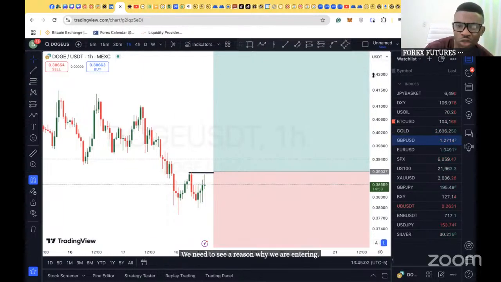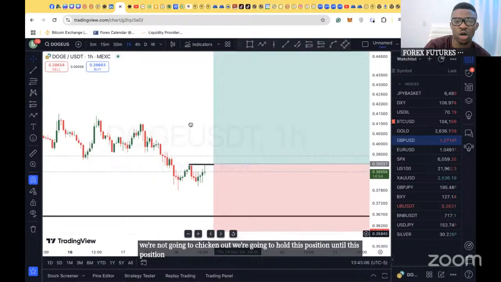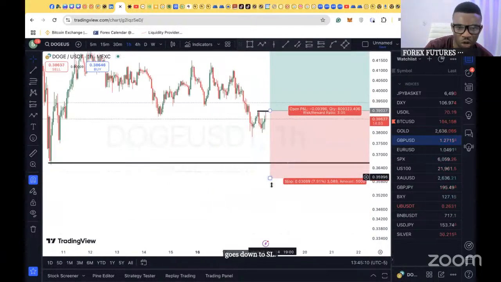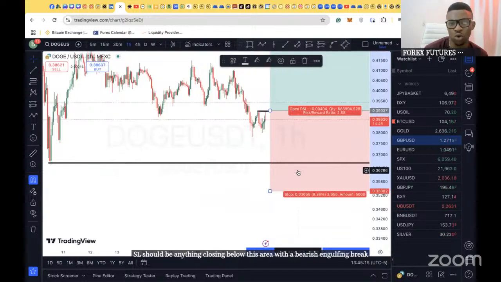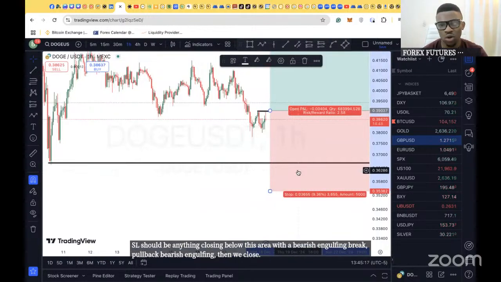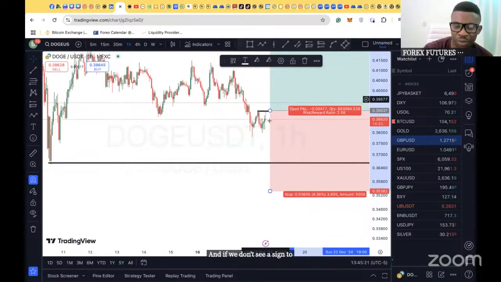Once we enter, we are not going to exit, we are not going to chicken out. We are going to hold this position until it goes down to SL. SL should be anything closing below this area with a bearish engulfing: break, pullback, bearish engulfing, then we close. If we don't see that, we are going to hold the position in drawdown. And if we don't see a sign to enter from H1, we're not going to enter.